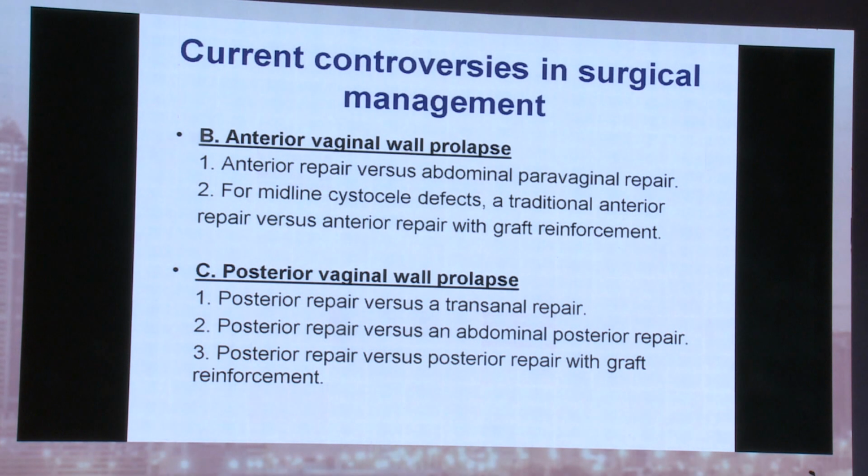For anterior wall prolapse, the classical debate is whether to do traditional repair or traditional repair augmented with a graft. And if we decide to do paravaginal repair, which is a defect in the lateral part of the vaginal fascia, should you do this abdominally or vaginally? Posterior vaginal wall prolapse, the same arguments hold true, but also in colorectal surgery, they have a technique of repairing posterior vaginal wall prolapse transanally, not like our technique in gynecology, transvaginally.